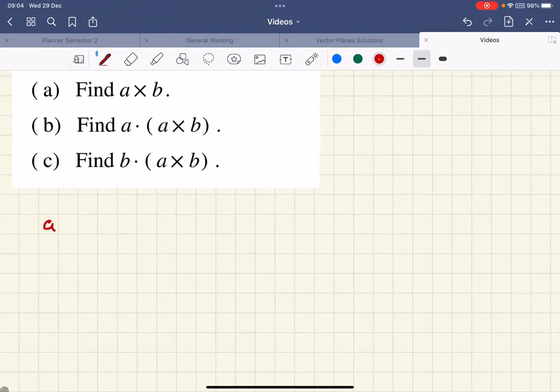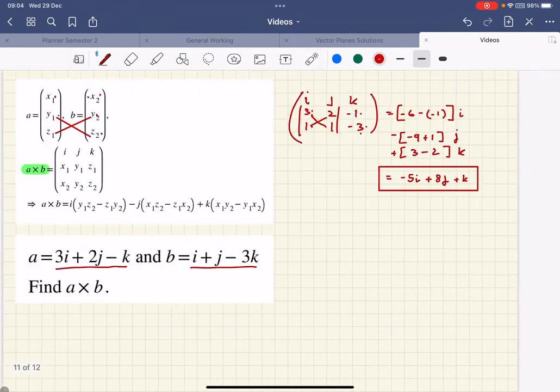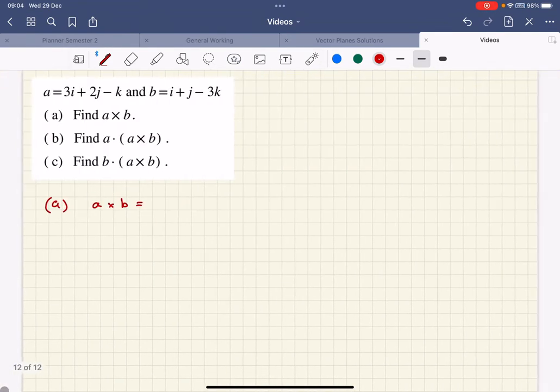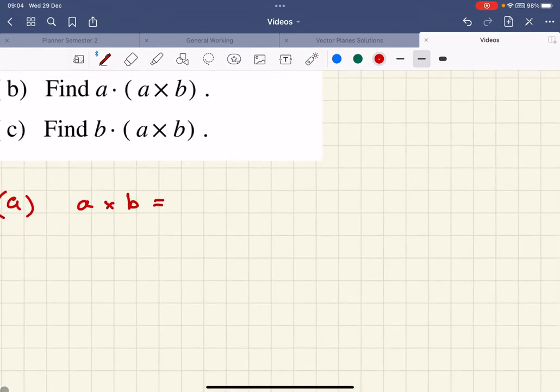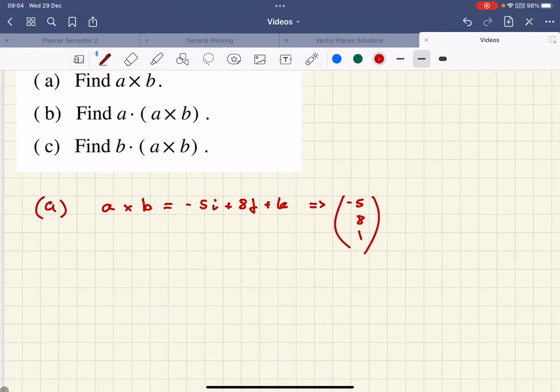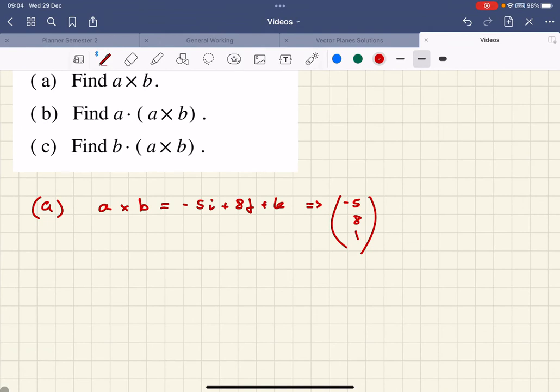We've got A cross B, and this gave us a brand new vector, and that vector, if we go back to the previous one, was minus 5i plus 8j plus k, which we can also write as minus 5, 8 and 1. Now we're going to do these two here and just see what we've got.